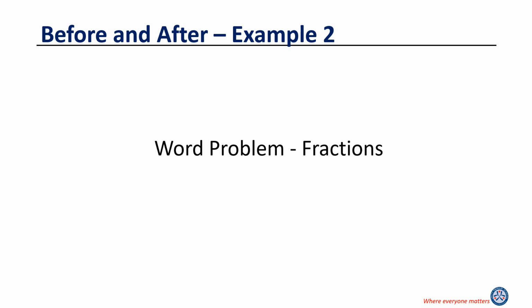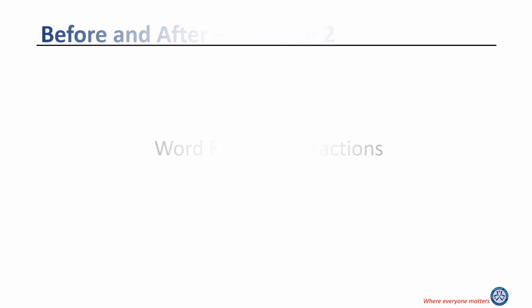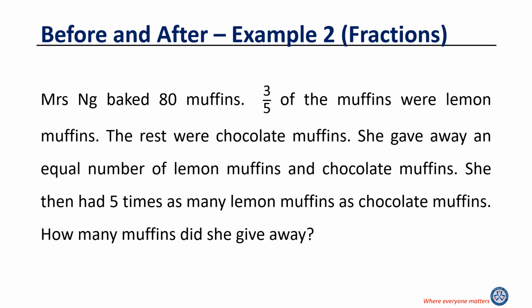The second example we will look into is before and after concept involving fractions. Let's read the question. Mrs. Ng baked 18 muffins. 3/5 of the muffins were lemon muffins. The rest were chocolate muffins. She gave away an equal number of lemon muffins and chocolate muffins. She then had 5 times as many lemon muffins as chocolate muffins. How many muffins did she give away?